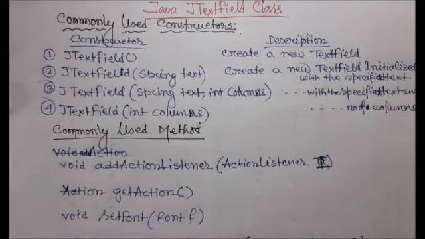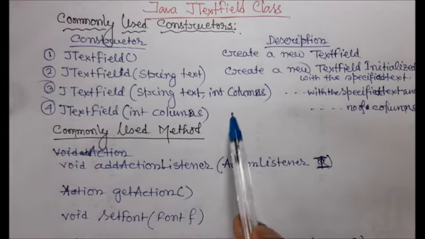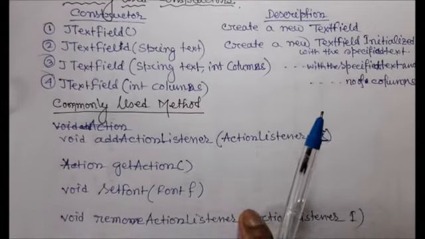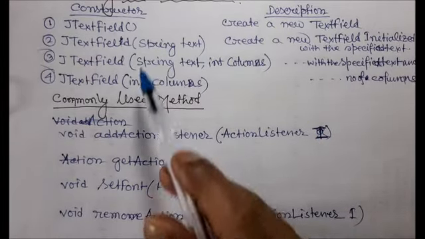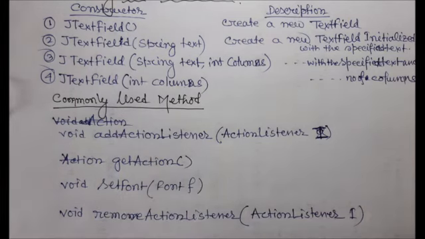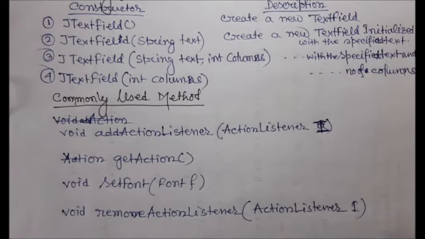The third takes two arguments: one is the text and the second is the number of columns. We can think of columns as the number of characters. That is important, but not frequently used. The fourth, JTextField with an integer column, basically tells the number of columns. Of these 4 commonly used constructors, the first 2 we use frequently, and the other 2 we do not use frequently. In our example we will show the first one and the second one, so that you can get a clear idea of how to use the JTextField.